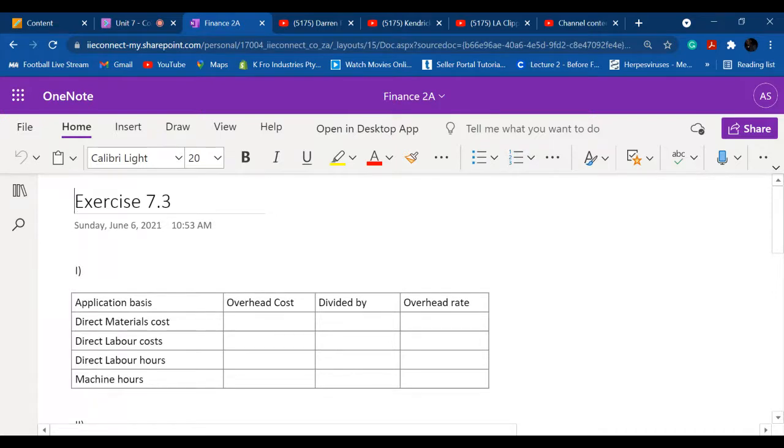So the first part, they say use the following basis to determine the manufacturing overhead application rate. Round it off to 2 decimal places. So direct material costs. That's the first one. Again, there you can see, for the information provided, manufacturing overhead costs. Okay, so we use 651,260. So we're going to use that same cost for all of them.